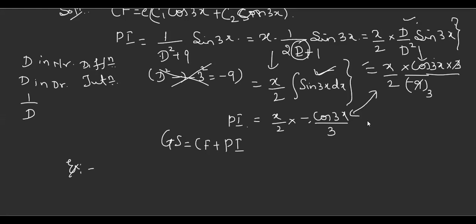Okay, let me take another example. Write it. Solve the following equation: y double dash plus 4y dash minus 12y is equal to e raised to 2x minus 3 sin 2x.